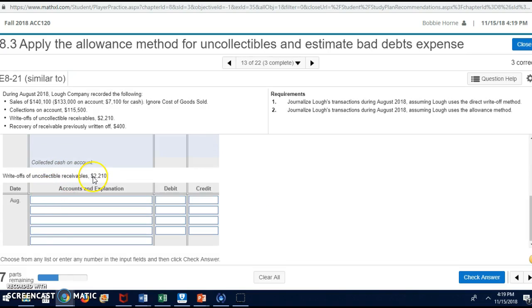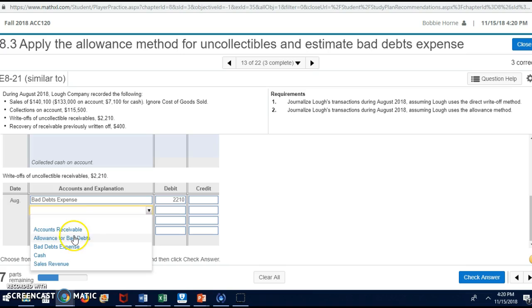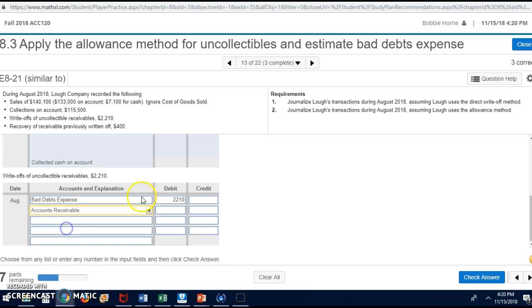The next part is the write-off of receivables. We're using the direct write-off method in requirement 1. When you use the direct write-off method, you don't use the allowance account. You just debit bad debt expense and credit accounts receivable, and that is how you do the journal entry anytime you're doing the direct write-off method. And your description is wrote off uncollectible account. The direct write-off method does not use an allowance account.